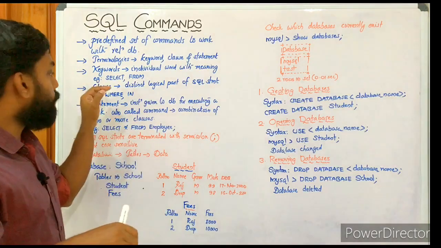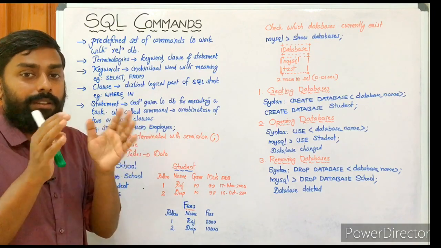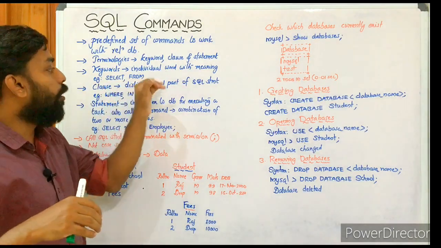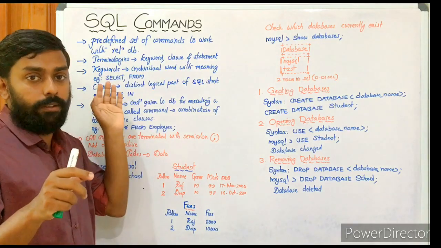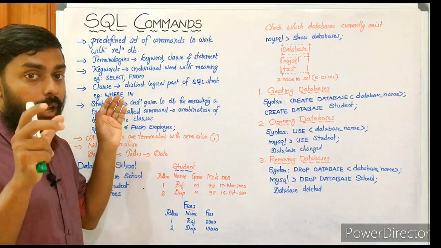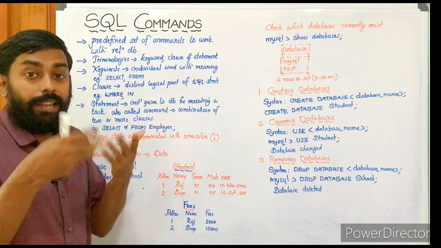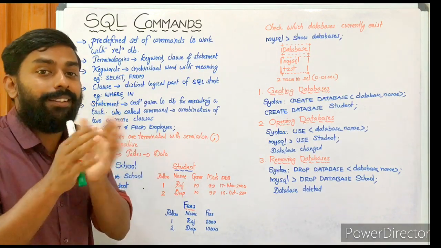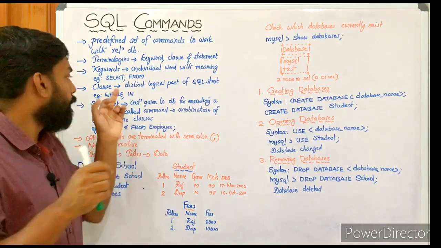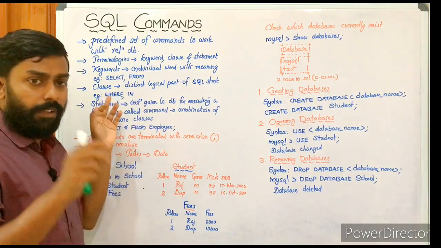The next one is clause. A clause is a kind of logical aspect used along with an SQL command. A distinct logical part of an SQL statement is called a clause. For example, we use the WHERE clause along with the SELECT statement, just for restricting the tuples to be selected. So we are applying a condition on the table. These are some of the clauses.